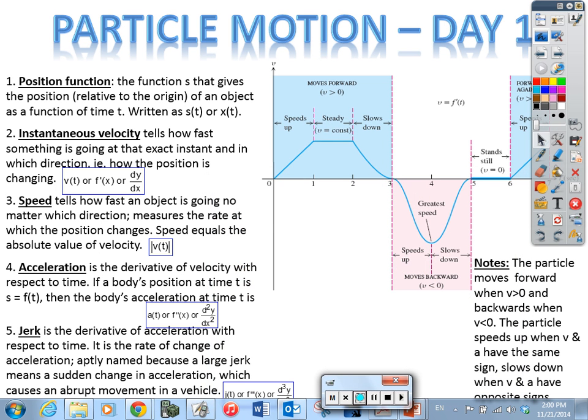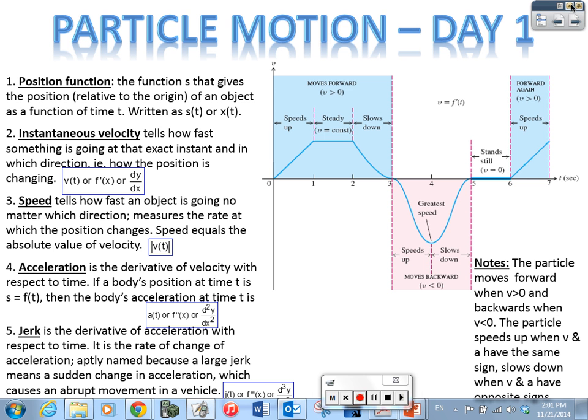Okay guys, let's take a look at today's lesson. We're going to be looking at particle motion. We're going to spend a couple of days on it. Today, the first thing we're going to do is really talk about all the definitions and make sure we understand some, and there's a few new concepts that we're going to learn.